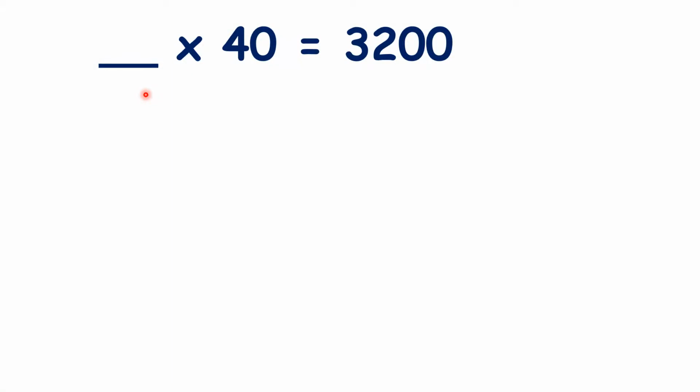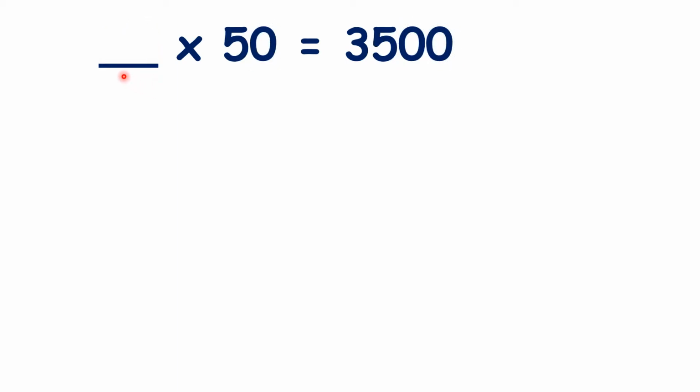Here we have a missing number multiplication. Something times 40 equals 3,200. We know that 32 is a multiple of 4 and that 8 times 4 is 32, so that's our first digit. Now we need to look at the zeros. There are 2 end zeros in the answer, so we know that there needs to be 2 end zeros in the question. So our missing number must be 80.